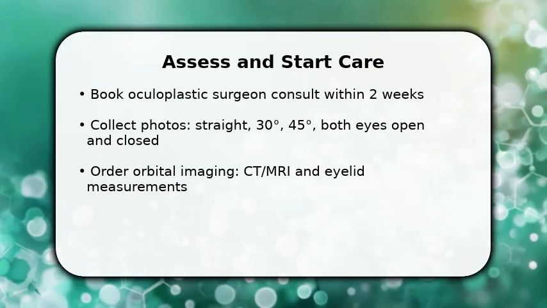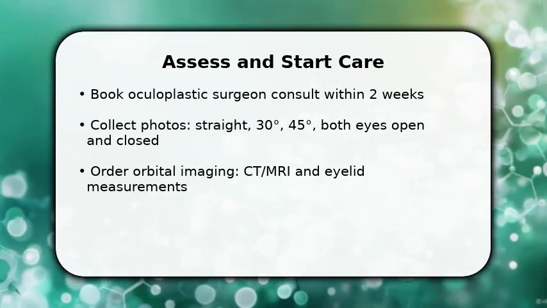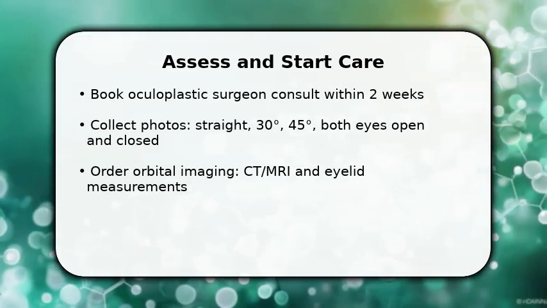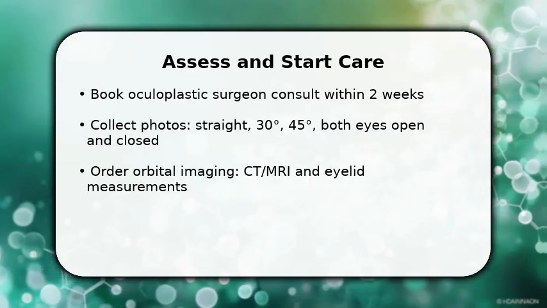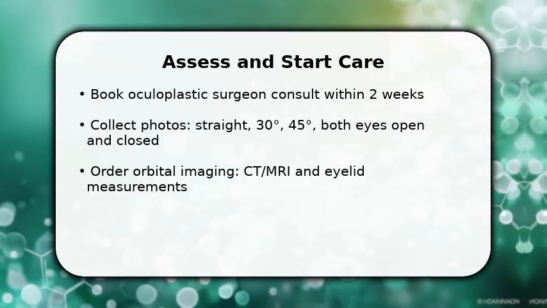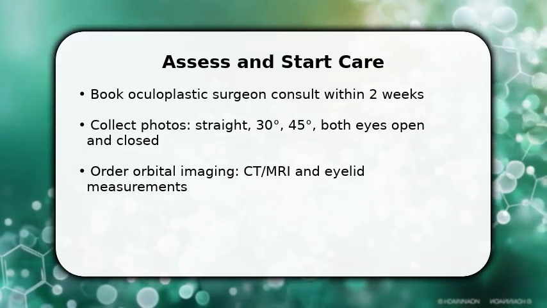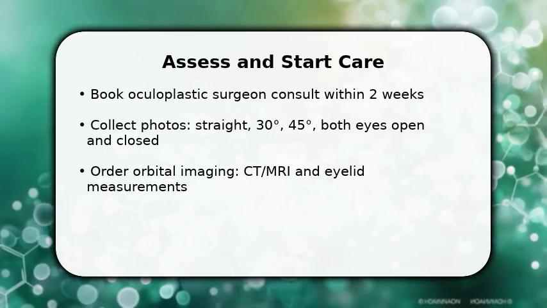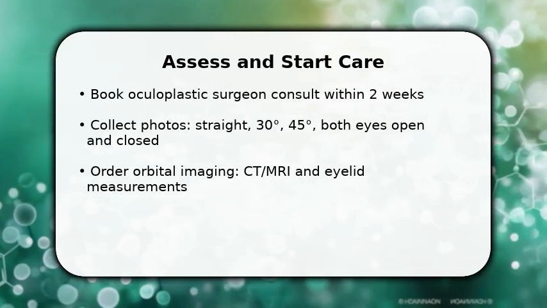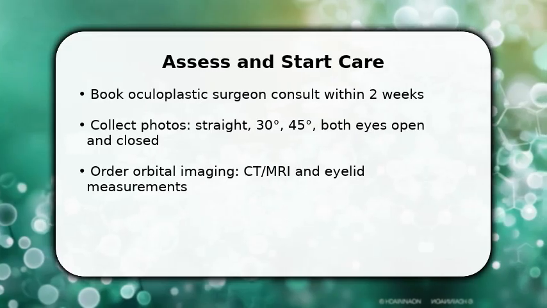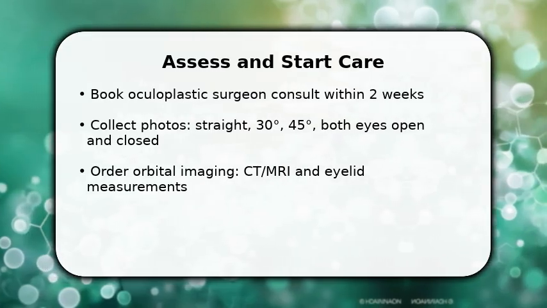You start by arranging an oculoplastic evaluation and getting objective data. This is not cosmetic guesswork. Once booked, take standardized photos and obtain orbital imaging so the surgeon can quantify bone, muscle, and soft tissue asymmetry. Make sure to record eyelid height, palpebral fissure, and brow position. Those measurements guide treatment choice.